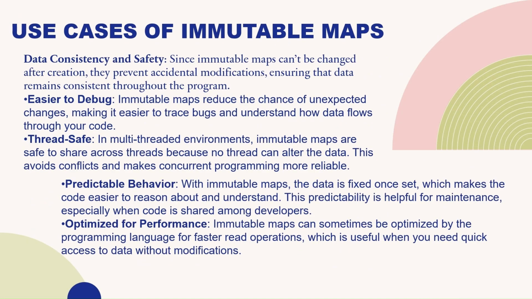Immutable maps are beneficial for data consistency and safety, as they prevent unintended modifications. They make debugging easier by reducing unexpected changes and are thread safe, making them reliable in concurrent programming. They offer predictable behavior which simplifies code maintenance and may also be optimized for read heavy tasks, improving performance.